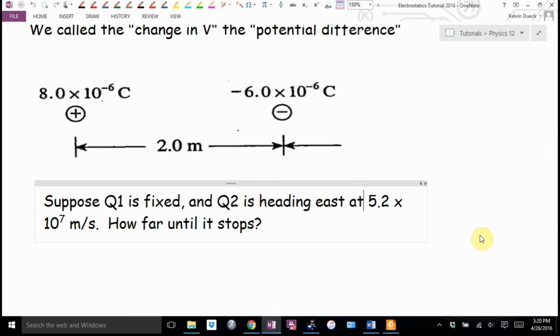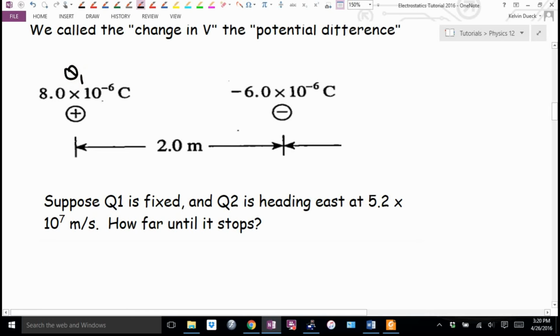I can fix one charge in place, and I can move another charge around like this. So charge 1 is fixed in place, and charge 2 right now is heading this way at 5.2 times 10 to the 7th meters per second. Clay, what's this question you want me to find? How far until it stops?